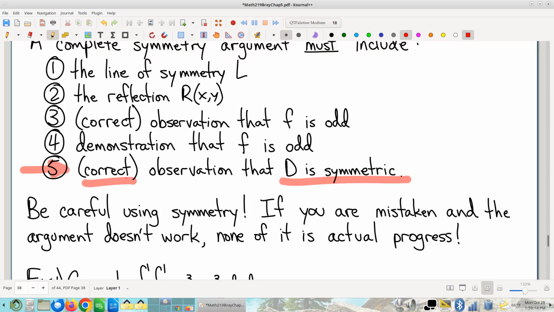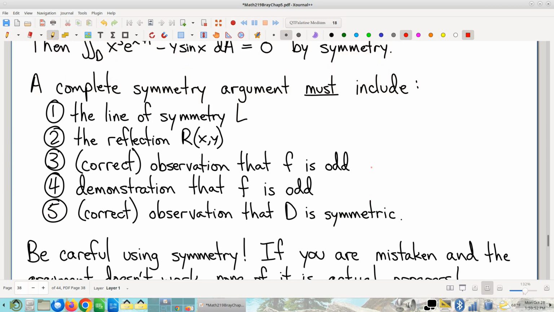Notice, though, absent from this list, you don't have to demonstrate that the domain is symmetric. That's usually geometrically pretty obvious. Any algebra that would go into doing that is mostly just kind of formalities that I think is a little too far off from what this course is about, and I'm not worried about it, and so I absolve you of responsibility for explaining why the domain is symmetric. But you do have to tell me that it is symmetric. Okay, so do make sure to give me all 5 of these if you want full credit for your argument.